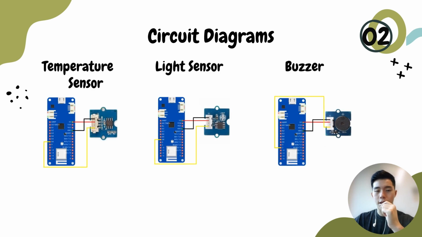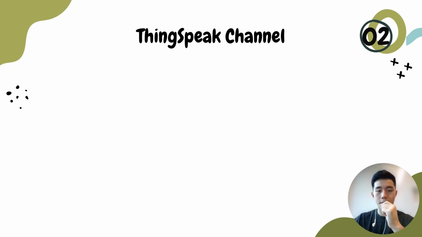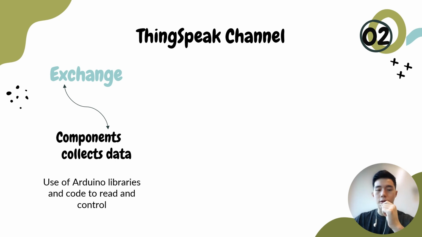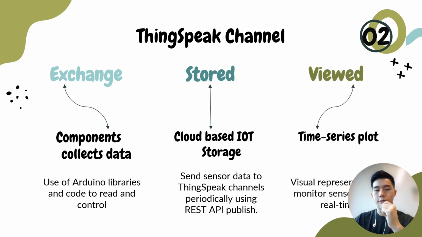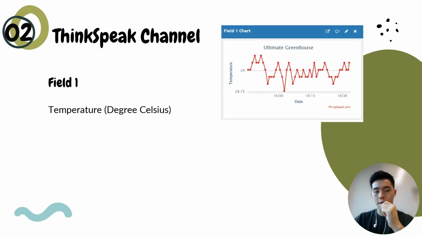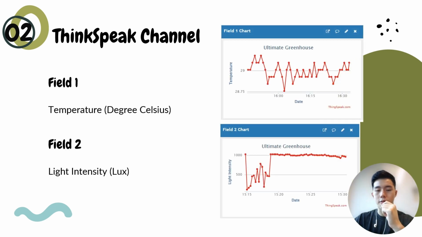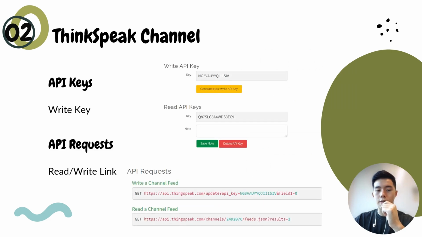For your reference, we have the circuit diagram for the temperature sensor, light sensor, and buzzer, and the smart relay, servo motor, and LCD. For the ThingSpeak channel, we collect temperature and light data before storing it in the ThingSpeak cloud, and it is viewed by the four other components. For our channel, field 1 is used for temperature and field 2 is used for light intensity or lux. Our channel is private so as to allow accessibility for the farmers or workers.